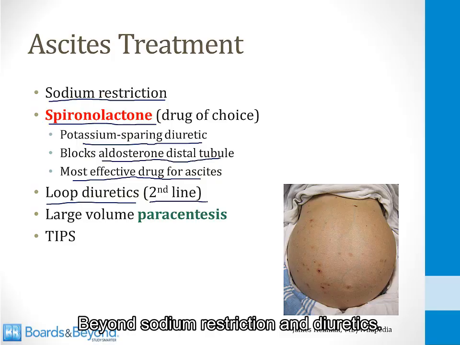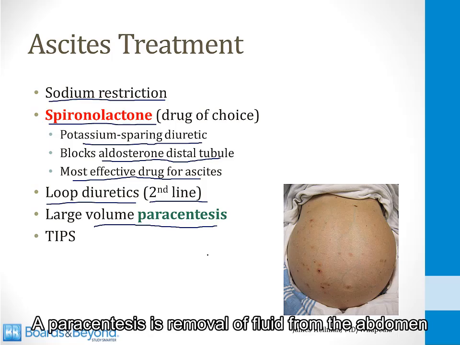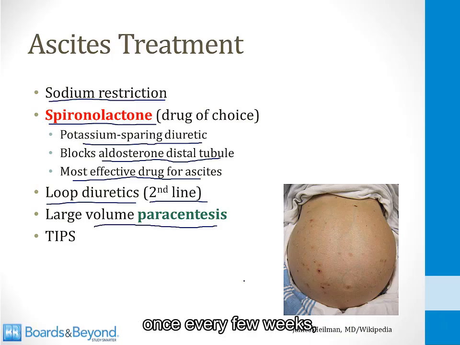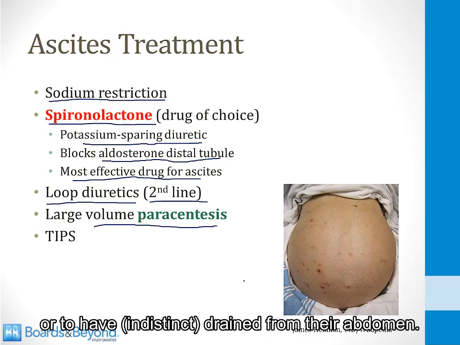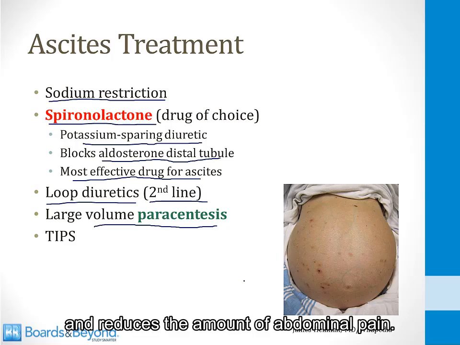Beyond sodium restriction and diuretics, you can perform large volume paracentesis. A paracentesis is removal of fluid from the abdomen via drainage. Some patients with cirrhosis go to see their liver doctor once every few weeks, and they have a liter or two of ascites drained from their abdomen, and this reduces the swelling and reduces the amount of abdominal pain.